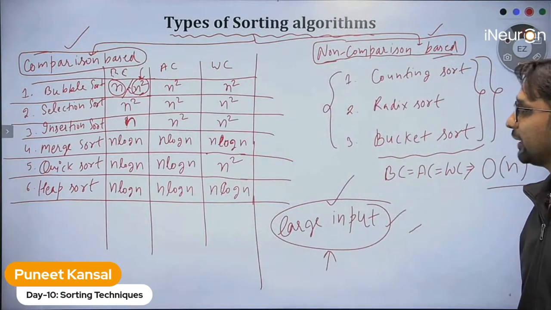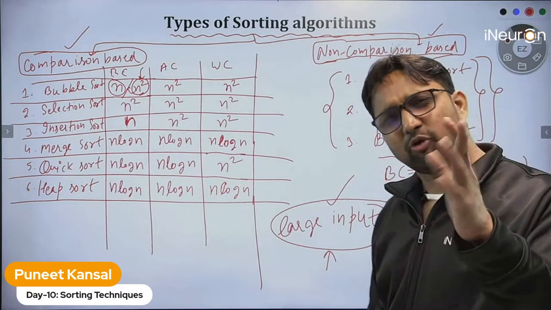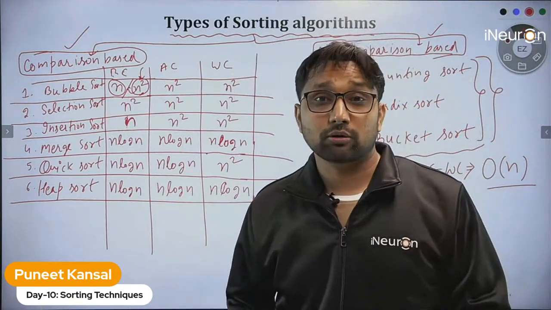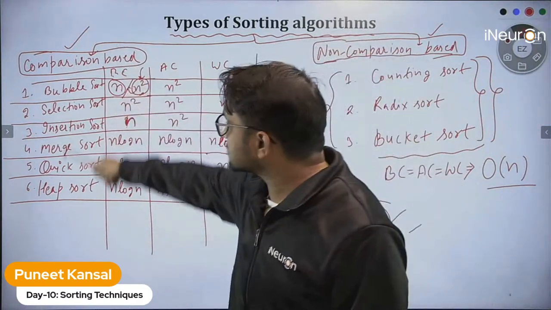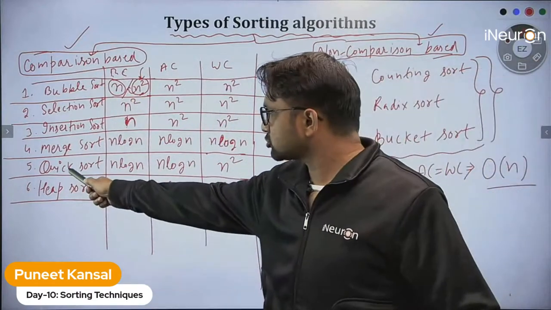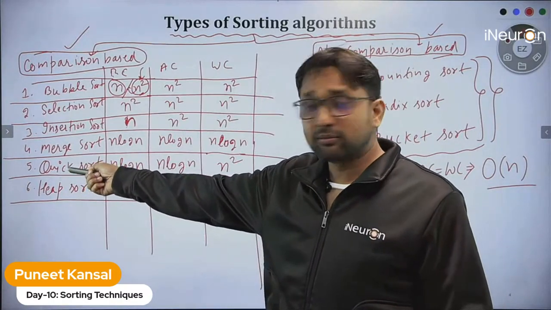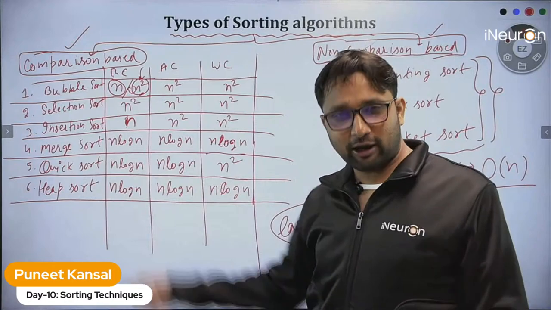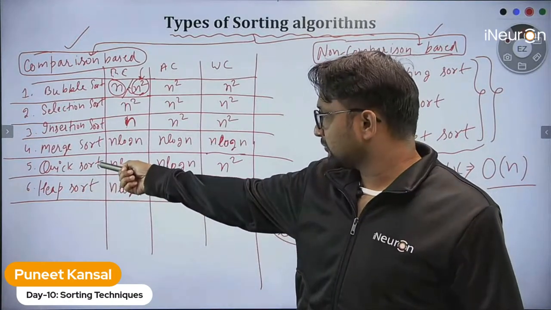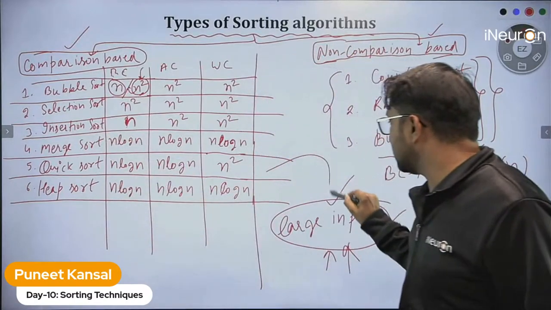Which is the best sorting algorithm if the input size is large? Let me give you the answer right now. The best sorting algorithm is quick sort. Out of all these sorting algorithms, if the input size is large, the best is quick sort. The name is also quick sort. If this is not the best sorting algorithm, then how can they write the name quick? Maybe we can put a case on them. Actually, this is the best sorting algorithm for large input.